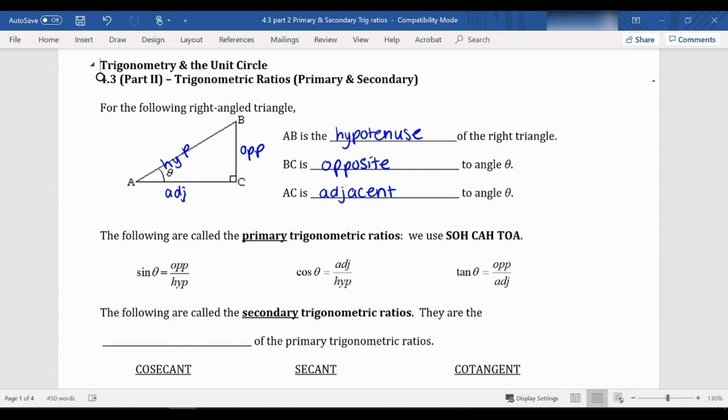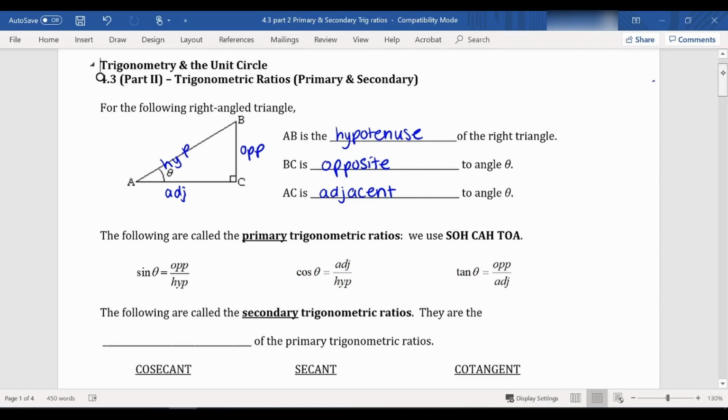So a reminder that you have sine, cosine, and tangent as your primary trig ratios. You should be comfortable with these from Math 10 and 11. And you might use SOHCAHTOA to remember which one is which. So sine is the ratio of opposite over hypotenuse. Cosine is the ratio of adjacent over hypotenuse. Tangent is the ratio of opposite over adjacent.